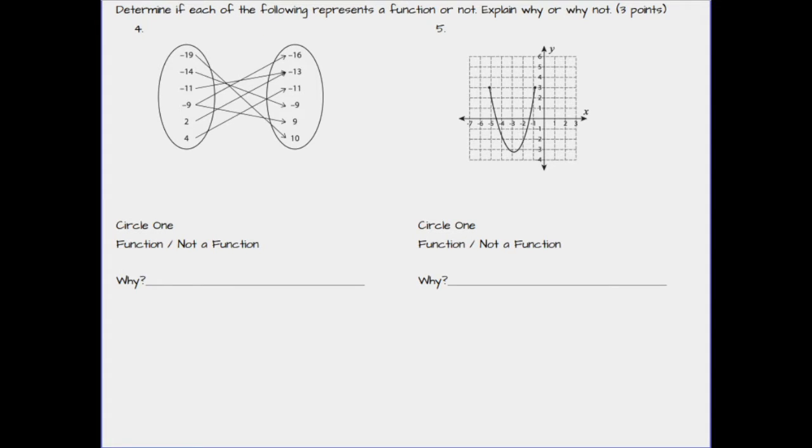Alright, determine if this represents a function or not. So when we have this mapping, that's what we call this for number 4, we want to make sure that each input has one output. So like this negative 19, this goes to 10. This negative 14, this goes to negative 9, negative 11. Yeah, it only goes to one thing. But when we get to this negative 9, it has two outputs. It's going to negative 16 and it's going to positive 9. So it has two different outputs. So for this one, we're going to say not a function.